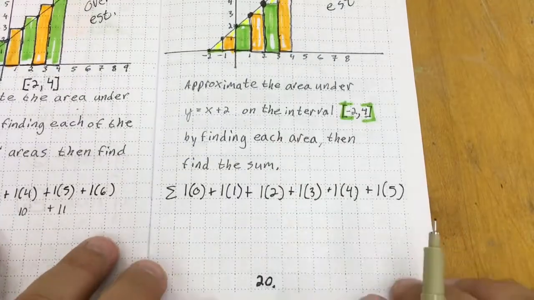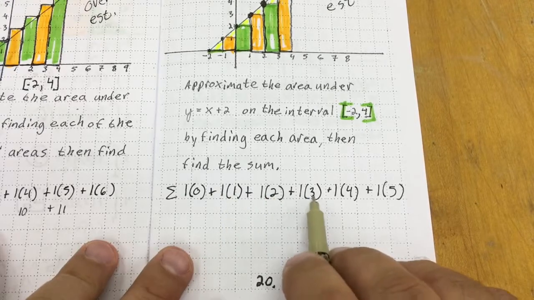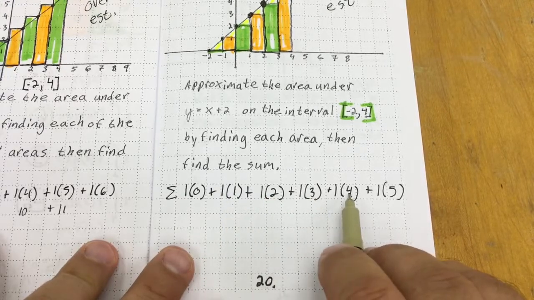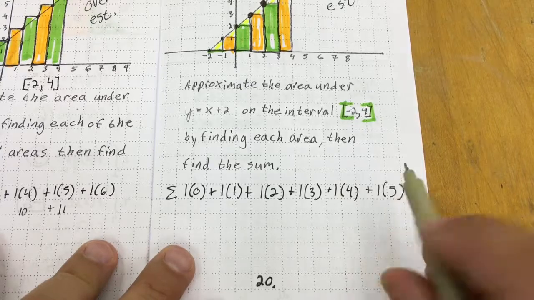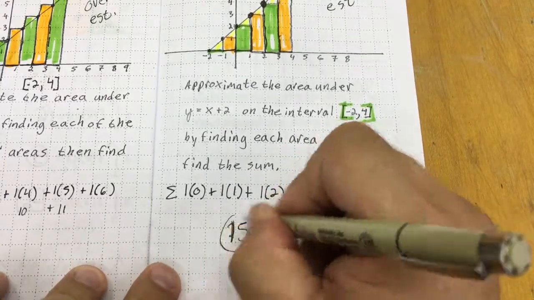Let's multiply and add these up. So that's 0 plus 1 plus 2 is 3. 3 plus 3 is 6. 6 plus 4 is 10, and 10 plus 5 is 15. So this area is going to give me 15.